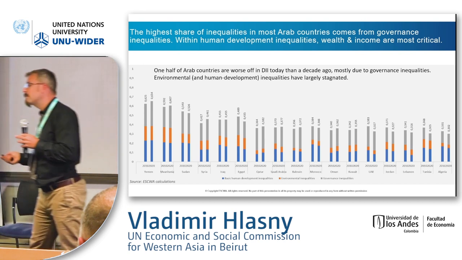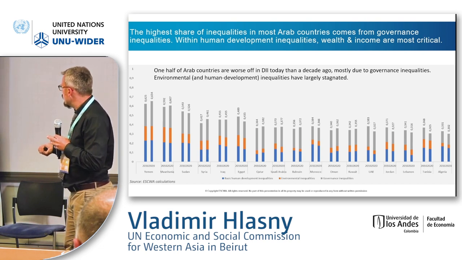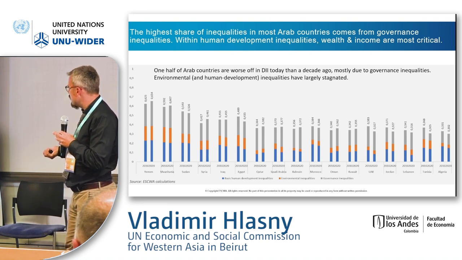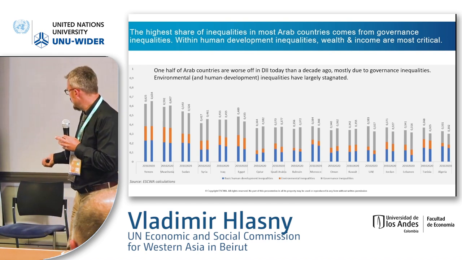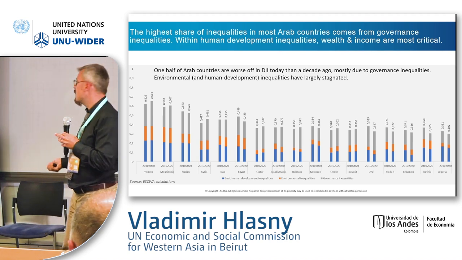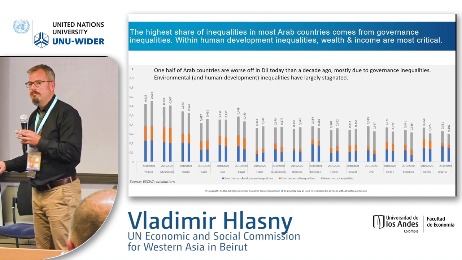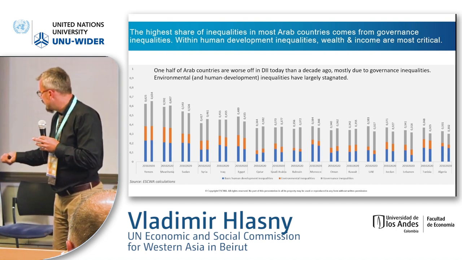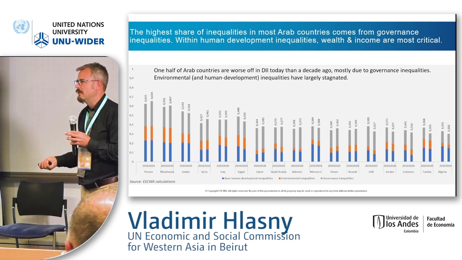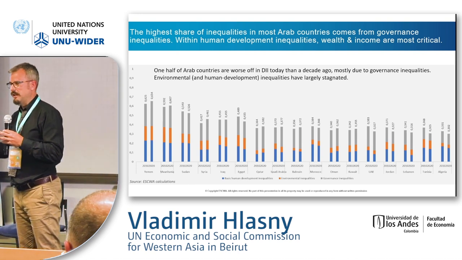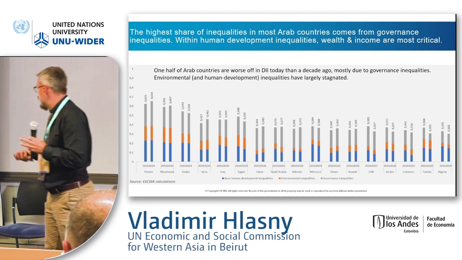Okay, let me just jump to the results of this exercise. On this slide I show the scores of the development inequalities index across Arab countries, the lowest score indicating the lowest inequalities and the best performance is in the middle income countries of the Arab region. The worst scores, close to one, are the least developed and conflict affected countries, and then the GCC sub-region is somewhere throughout the distribution, a lot of them in the middle, and I think this gives an interesting story about what kind of inequalities are felt in each sub-region of the Arab world.